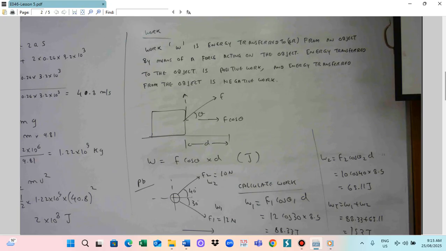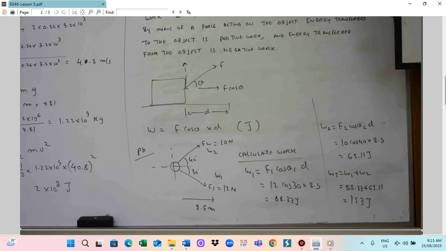This is the surface. This is the force. This is the angle theta. This is our distance. This force F can be divided into two components. This is the F cos theta. So the work is equal to F cos theta into d. The unit is joules. By this we can calculate the work.